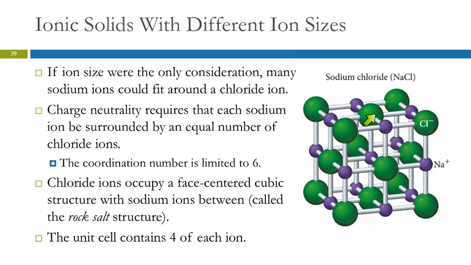The chloride ions are parts of ions. We've got half of this one and half of that one. Here we have 1 sodium ion in the middle, and then these guys, we're going to have parts of those as well. It's going to add up to 4 of each. This is called a rock salt structure.